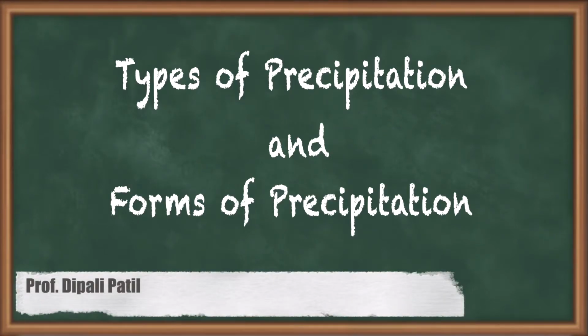Hello students, in this video we are going to study various types of precipitation. Precipitation is one of the important processes involved in the hydrologic cycle, and it plays an important role in developing runoff, evaporation, and infiltration. So here we are going to study various types of precipitation as well as the forms of precipitation.